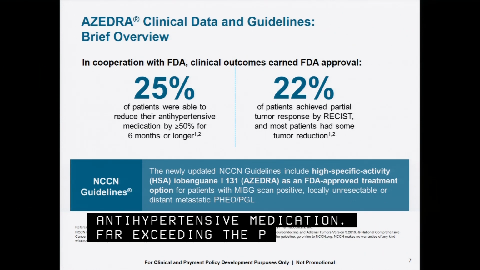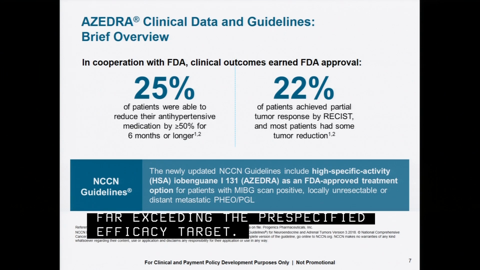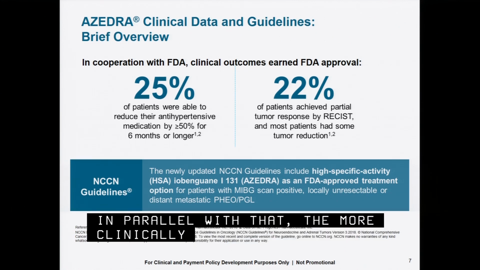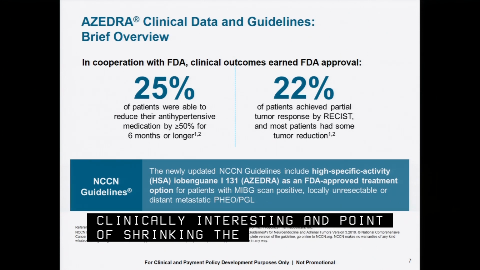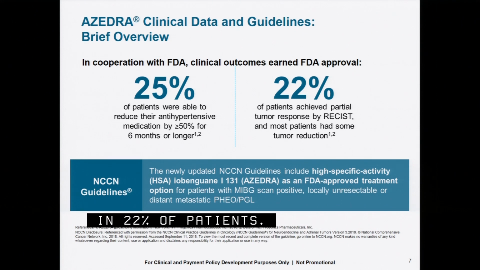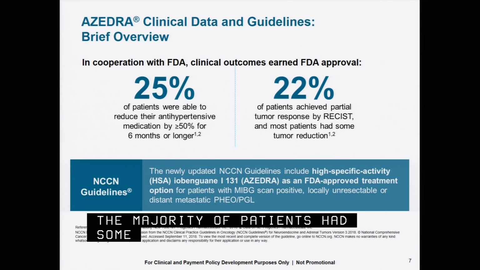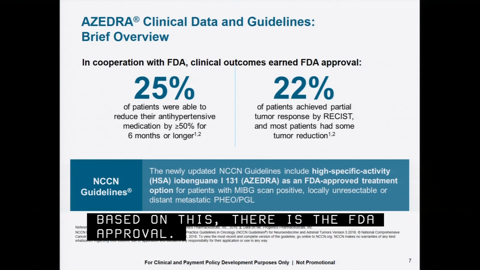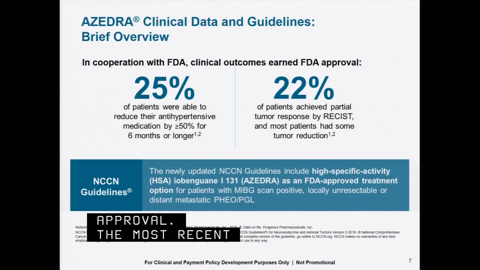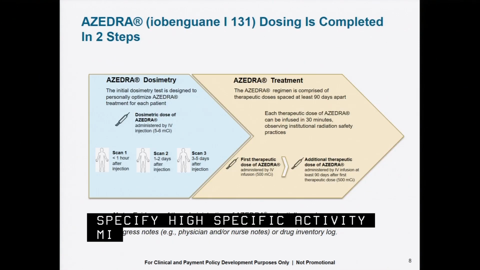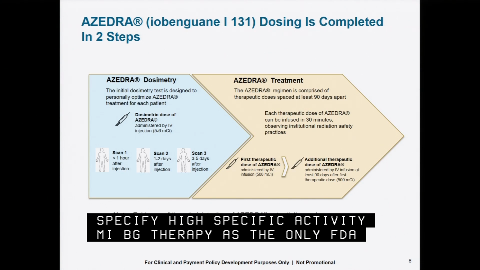And in parallel with that, the more clinically, I guess, interesting endpoint of actually shrinking the tumors was seen in 22% of patients, who had a RECIST partial response, and the majority of patients actually had some measurable tumor shrinkage. Based on this, there is the FDA approval. The most recent NCCN guidelines also specify high specific activity MIBG, iobenguane I-131 therapy, is the only FDA-approved treatment for these patients. The treatment is given in 2 steps.